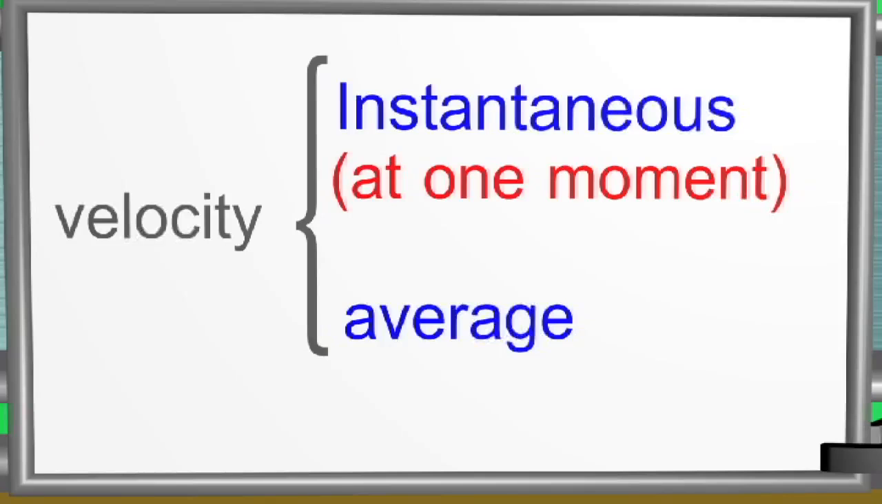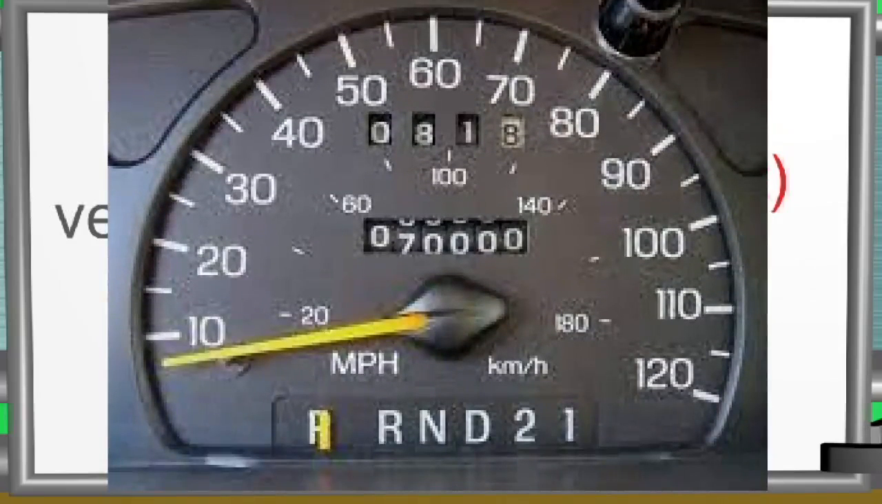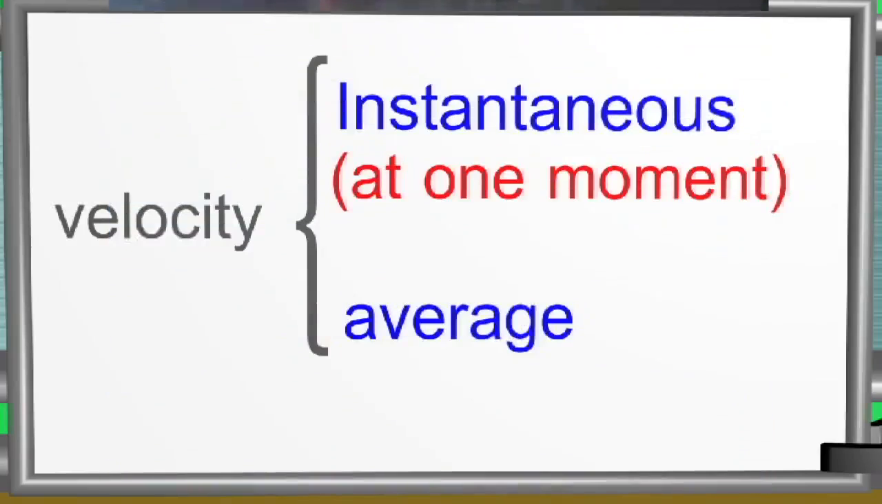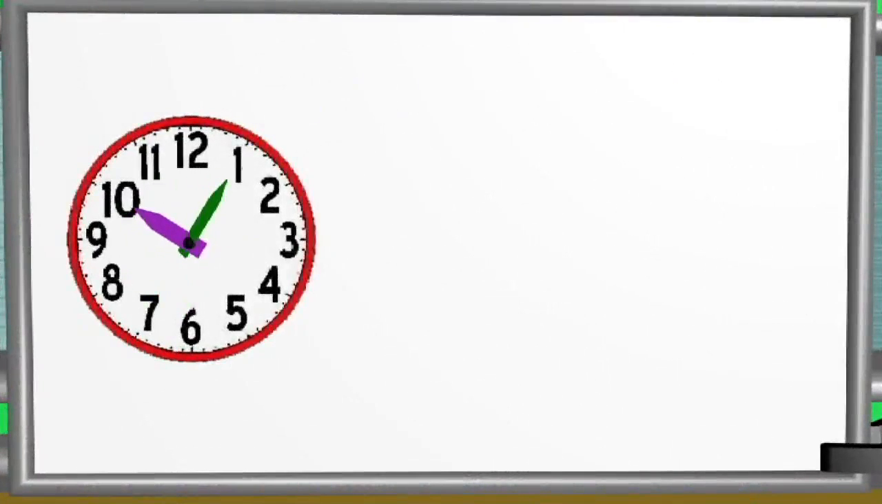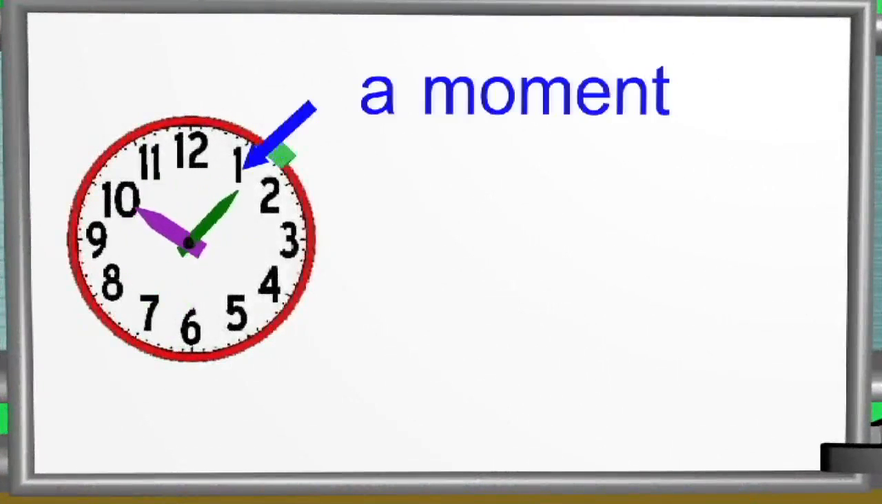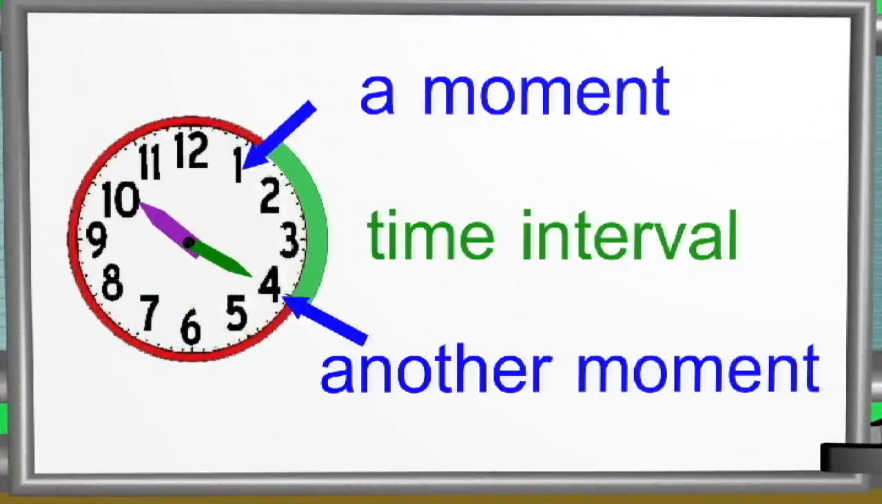For example, the number that the car odometer shows is the magnitude of the instantaneous velocity. Average velocity is the average of a moving object's velocity over a period of time. Tip 1. Whenever we have a time interval in a problem, the average velocity is desired, and if we have a moment in time, the instantaneous velocity is desired.